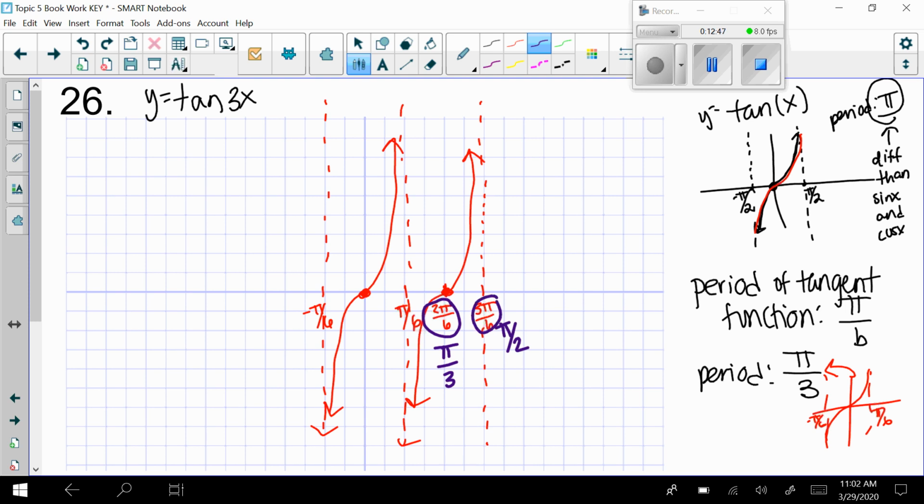But there is my y equals tan 3x, tough one. That one's new and tougher for sure. Big thing, the period is pi over b for tangent instead of 2 pi over b.